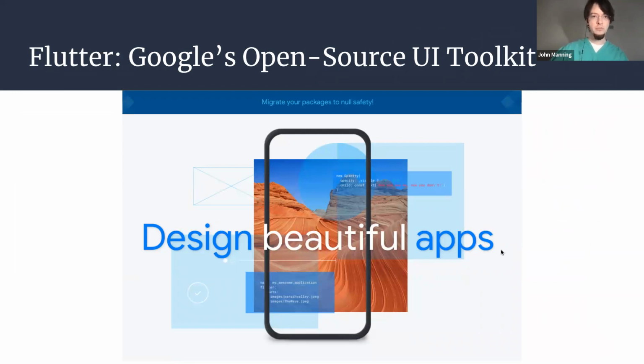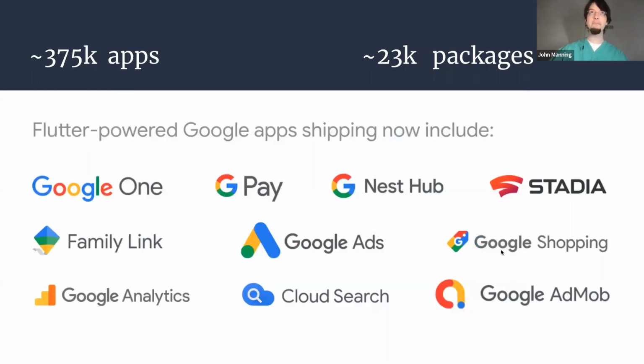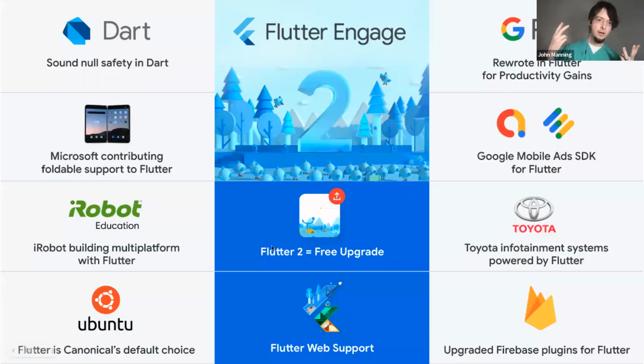And so what is Flutter? Flutter is Google's open source user interface toolkit. And as of December of 2021, it has 375,000 apps on the Google Play Store. It's one code base that you can use to build for Android, for iOS, for the web, technically also Linux. It's the default choice for Ubuntu, actually, for Canonical.